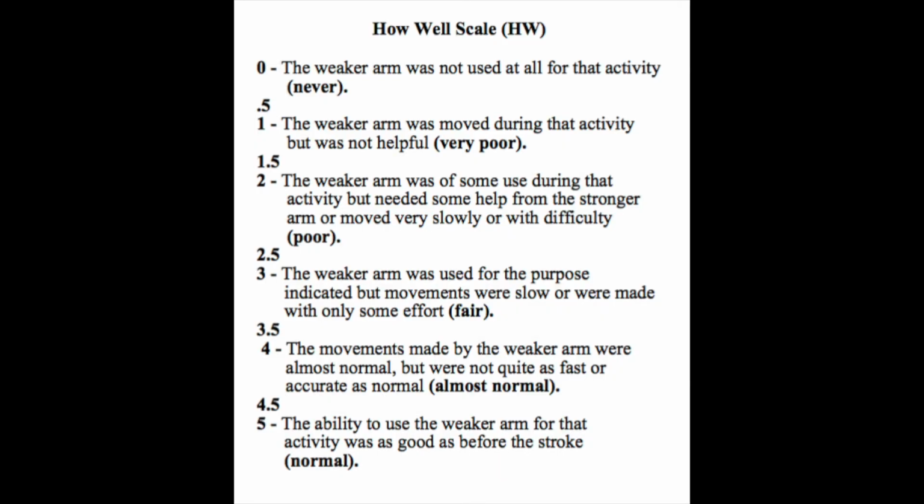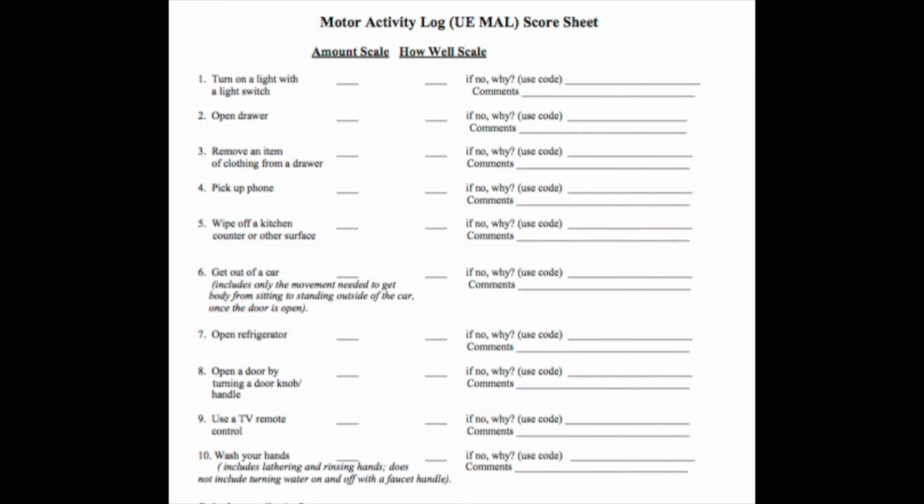You should then ask the client to refer to the how well scale and ask them how well they believe they do this activity with their affected arm. Once you have documented how well the client believes they complete that activity, you should move on to the next item. Within this version of the MAL, there are 30 items. However, it should be noted that there are different versions such as the MAL 14 and MAL 28, which have different numbers of items.